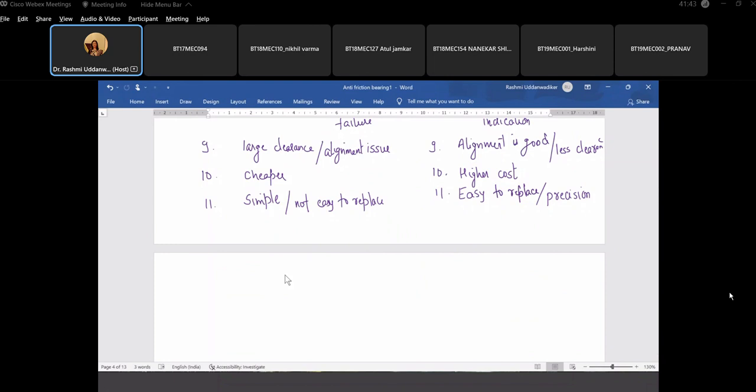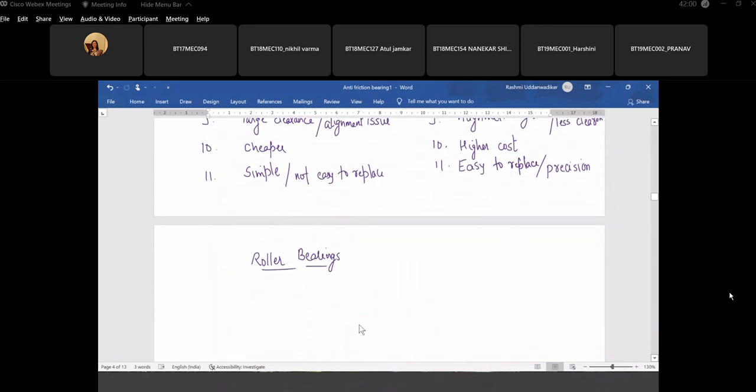Yesterday we discussed ball bearings. Let us see how roller bearings are slightly different from ball bearings. As against a ball bearing, where there is a point contact, in a roller bearing there is a line contact. And if the balls are perfectly spherical in shape, rollers are cylindrical in shape. So your rollers would be like this.